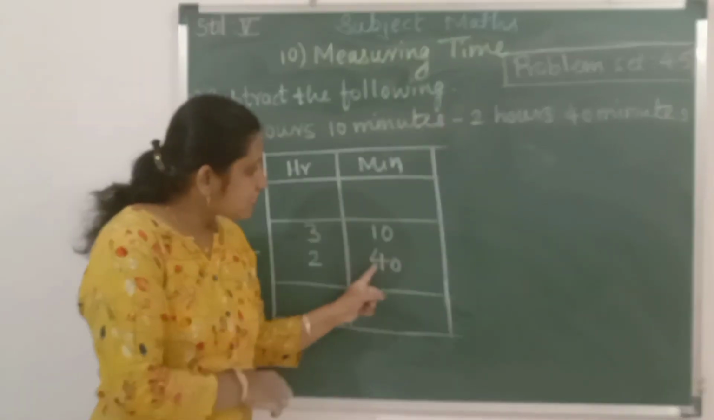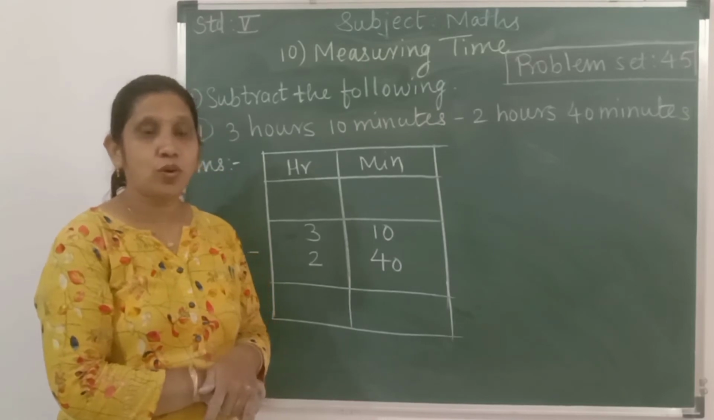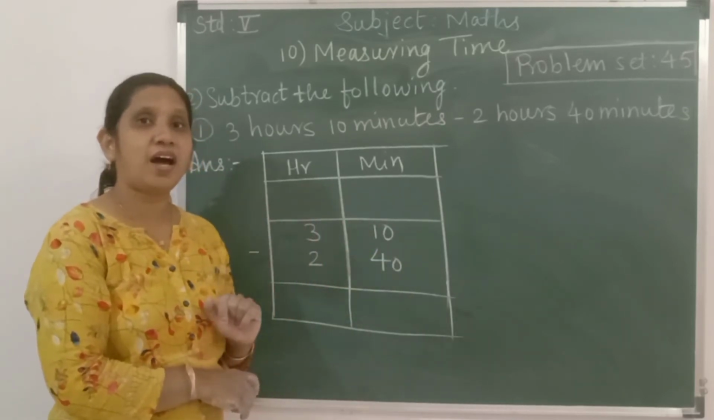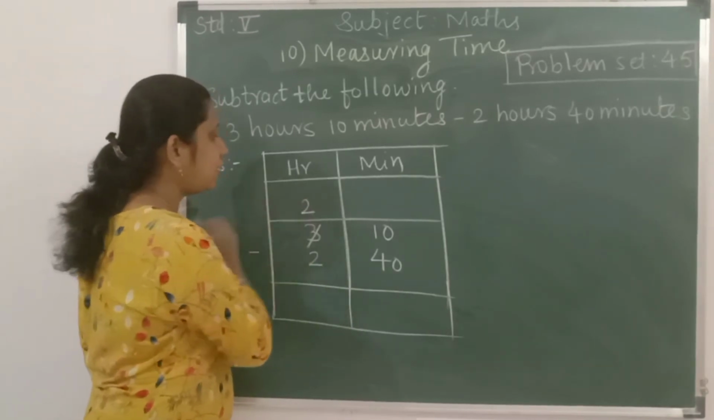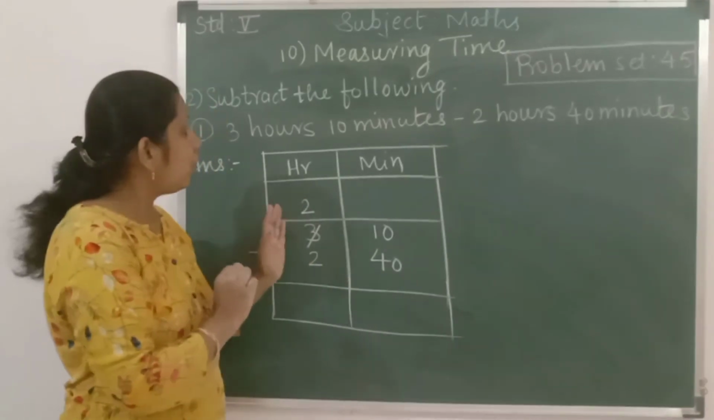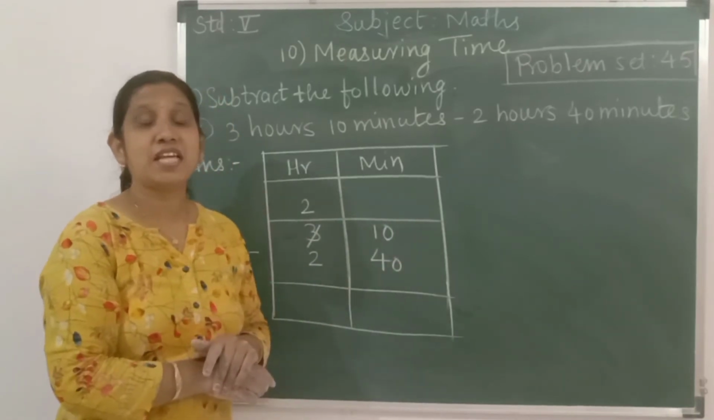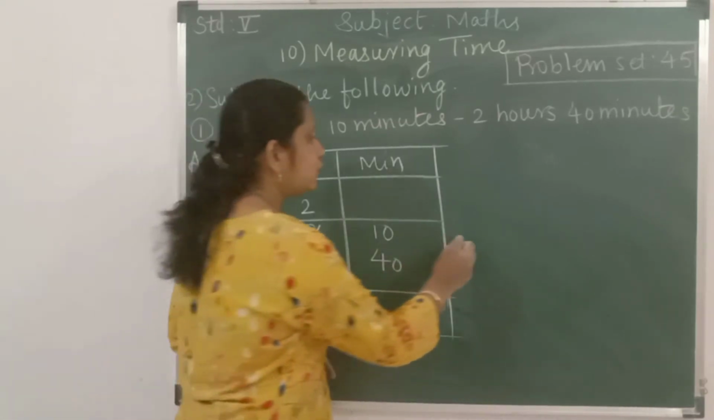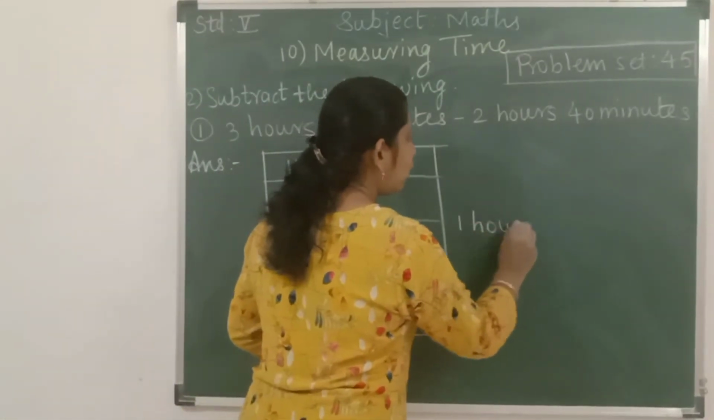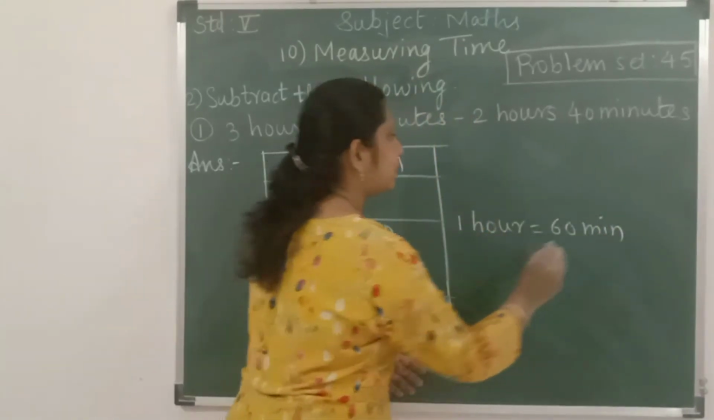Children, now can I subtract 40 minutes from 10 minutes? Of course no. I have to borrow from the hour column. So cancel this 3. What will remain? 2. Okay. When I am borrowing 1 hour in the minute column, it means I am not borrowing only 1 hour, I am borrowing 60 minutes. So let us write over here 1 hour is equals to 60 minutes.